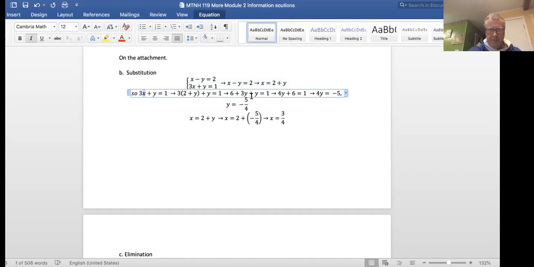Distributing the 3, 6 plus 3y plus y equals 1. Combining the y's, 4y plus 6 equals 1. Subtracting 6 and dividing by 4 gives us y equals minus 5/4. Now that's part of the solution.